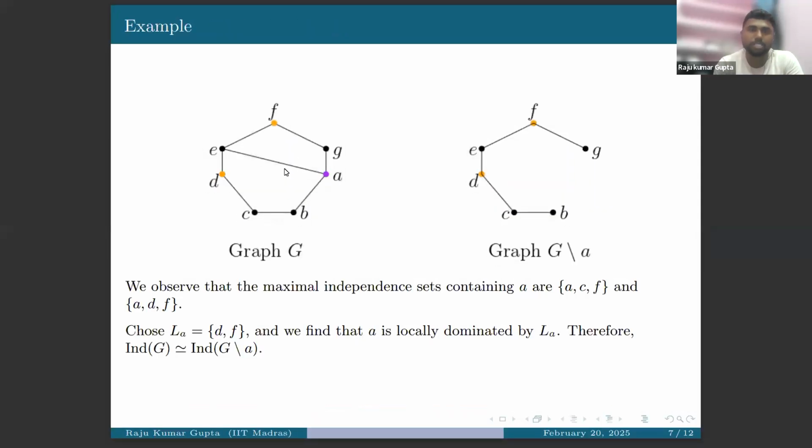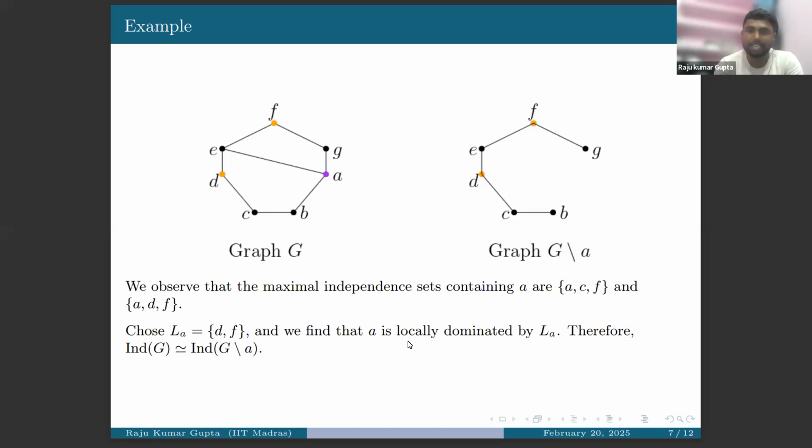So for this situation, we have this example. Suppose we have this graph G, where we can see that the maximal independent sets containing A, the purple color vertex A, are A, C, F, and A, D, F. So we can observe that both the maximal independent sets contain D and F, which also forms an independent set. So this gives you an idea to choose LA. So we choose here LA as D and F, which forms an independent set.